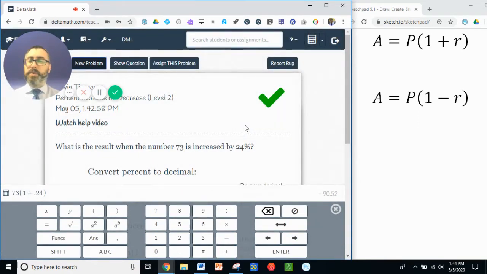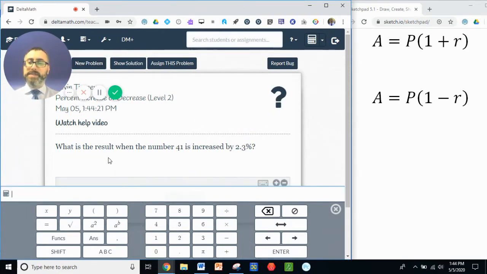Fantastic. Let's do one more of this type just to be sure. What is the result when the number 41 is increased by 2.3%? This is an increase problem, so I'll use my top formula. I'm trying to find A, and that will equal the principal. I started with 41, parentheses, 1 plus the rate.